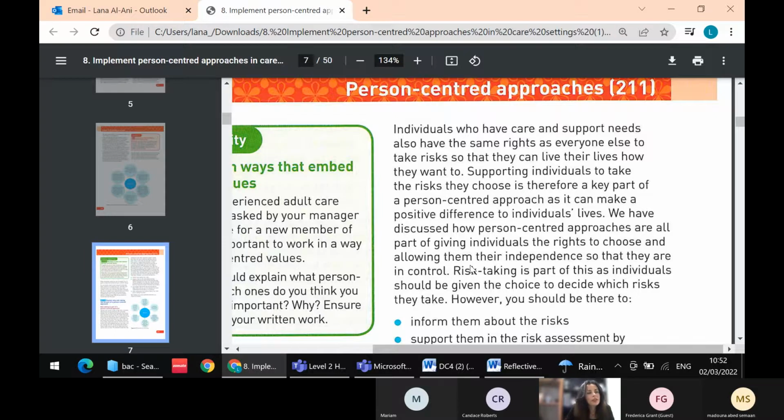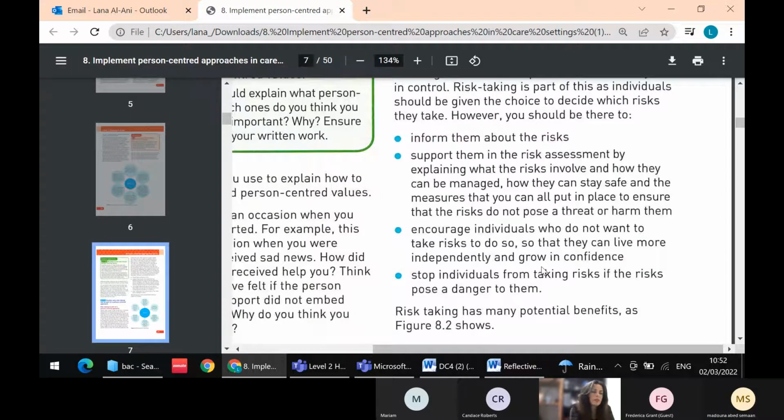So you need to inform them about the risk. Let us say about this person who wants to cross the road, you need to let them know, look, please, Mr. X, the traffic light is still not red yet, so we can't cross the road now. So you need to inform the client about the risk involved. You need to support them in the risk assessment by explaining what the risk involved is and how they can manage it. And also encourage the individual who does not want to take risk to do so, if it is not too risky for them, and stop the individuals from taking risk if the risk is a dangerous thing for them.